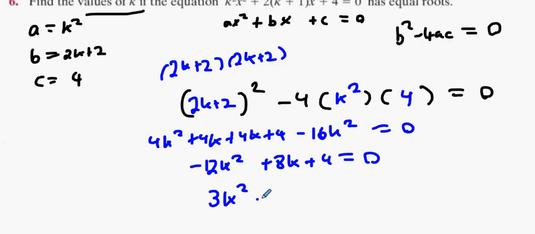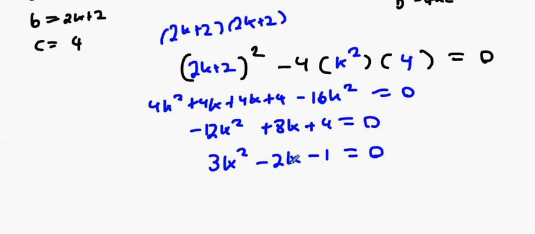3k squared minus 2k minus 1 equals 0. You did the minus b formula? No. You just factorized it from there, did you? Impressive. Right, then what do you get? A reference number of minus 3. So what do we think? Minus 3 and plus 1.